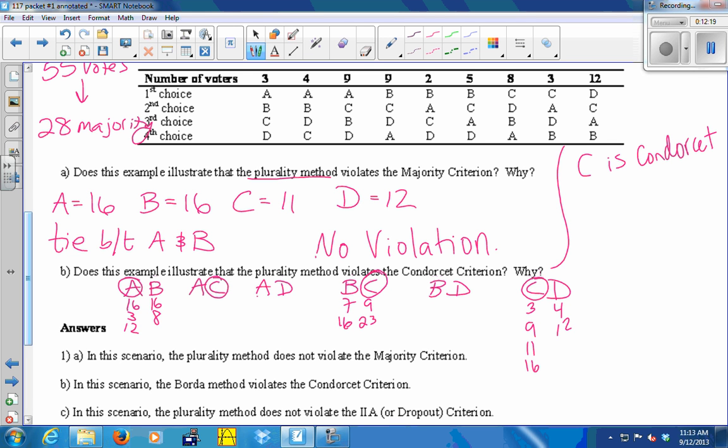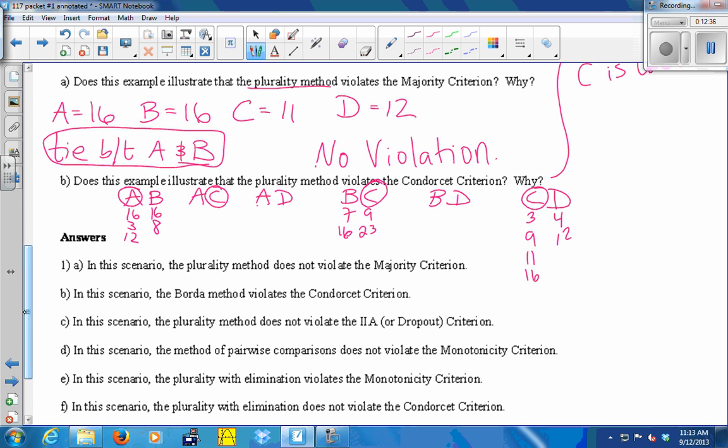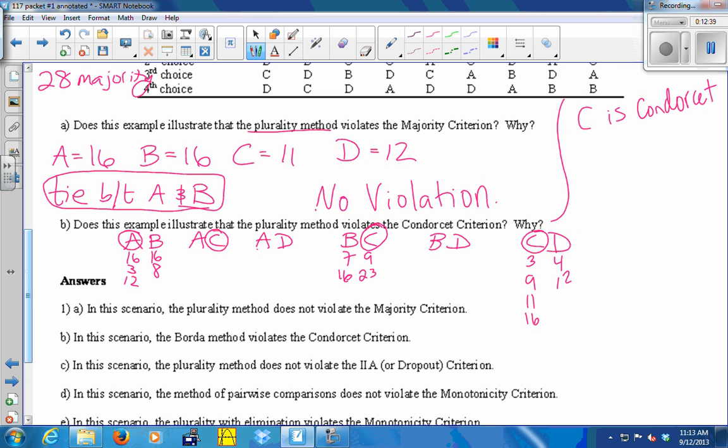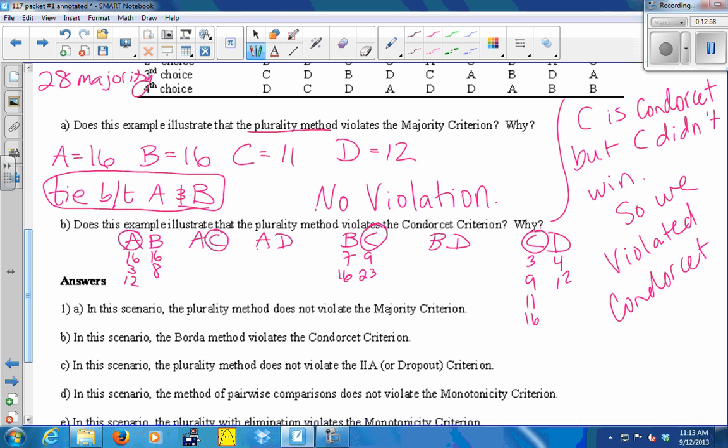And the Condorcet criterion says that if you have an undefeated candidate, they should win, right? Did candidate C win? No, with the plurality method, we had a tie between A and B, right? So this election demonstrates a violation of the Condorcet criterion because we had a Condorcet candidate, C. C is Condorcet, but C didn't win. So we violated the Condorcet criterion.